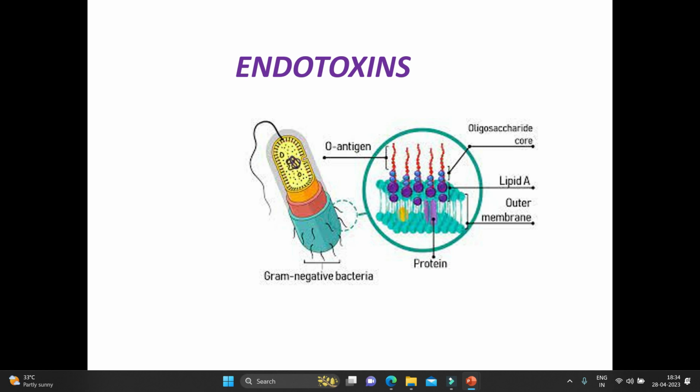I'm talking about endotoxins. Endotoxin is one of the components present in the cell wall of gram-negative bacteria, and it is synonymous with lipopolysaccharide. It is made up of lipopolysaccharides, LPS. The main function is to protect the bacterial structure.